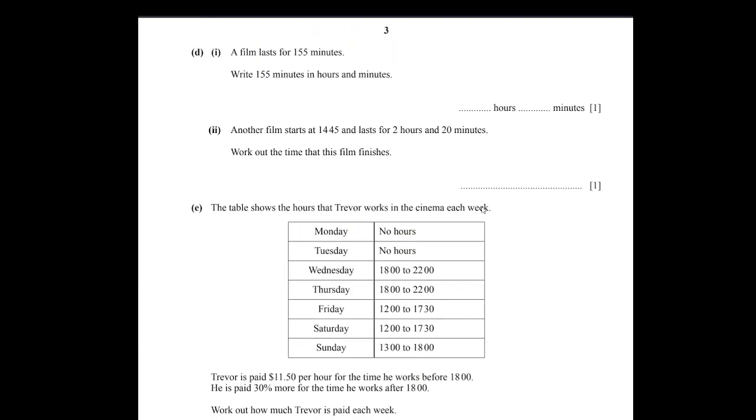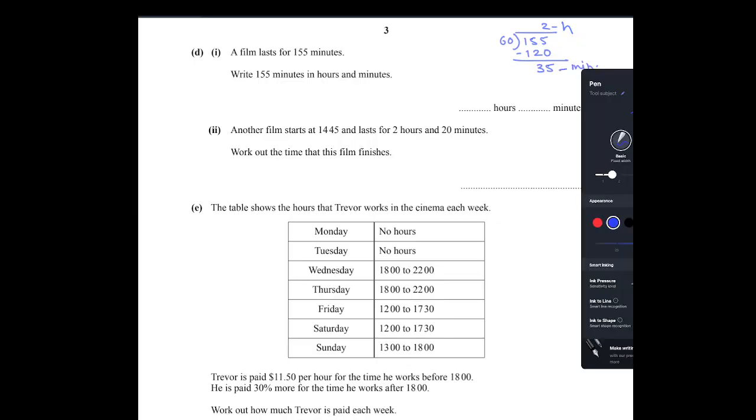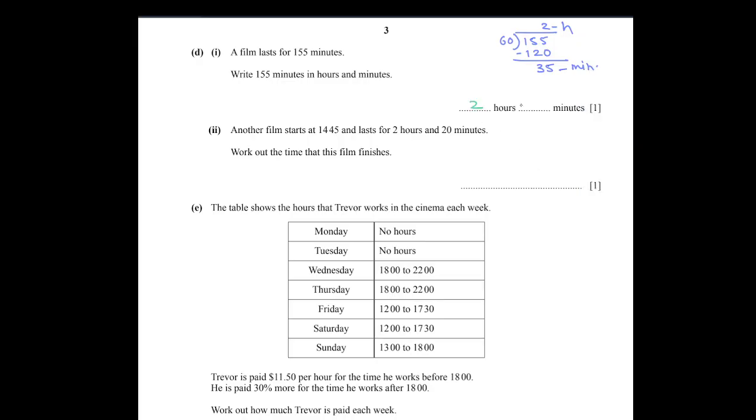Question number D. A film lasts for 155 minutes. Write down 155 minutes in hours and minutes. Now we have to change this into hours and minutes. So when you divide 155 by 60, 60 times 2 is 120. So 155 minus 120 is 35. So this is 2 hours and this is 35 minutes. So you can write here 2 hours 35 minutes. Question number 1 is done.